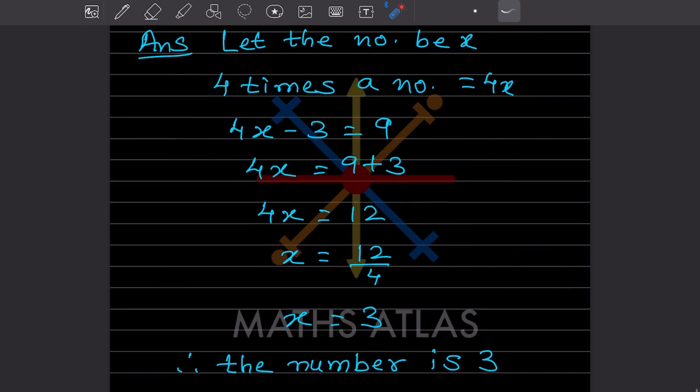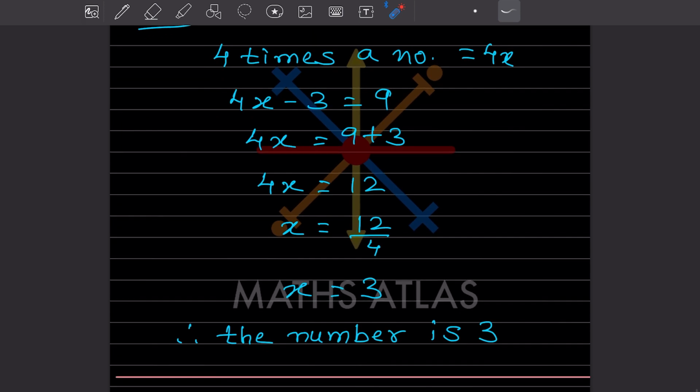But then again we have to solve it. So what will we do? This 4x and this is 9, and this minus 3 goes to the other side. If it goes on the other side, it becomes plus 3. So 4x is, when you add this, it is going to be 12.